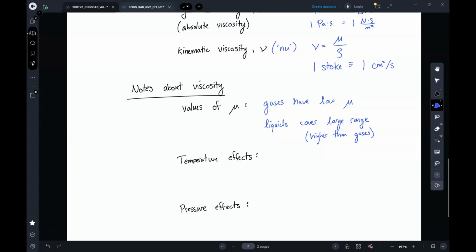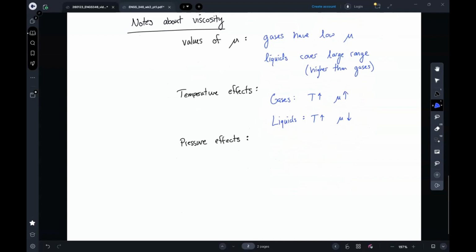How does temperature affect it? It affects gases and liquids differently. So we'll write gases and liquids. For gases, as temperature goes up, we get more molecular collisions. So there's actually more interaction and viscosity goes up. For liquids, as temperature goes up, we're not sticking together quite as much. So what that means is viscosity ends up going down for liquids.